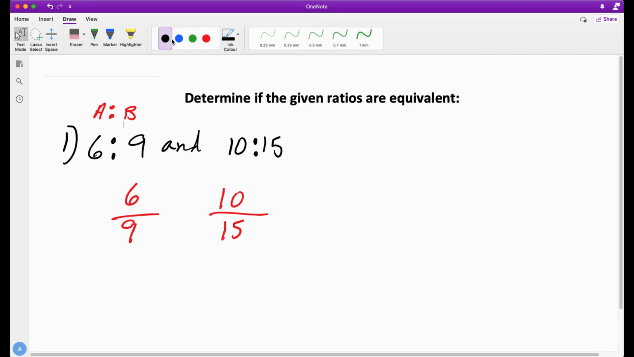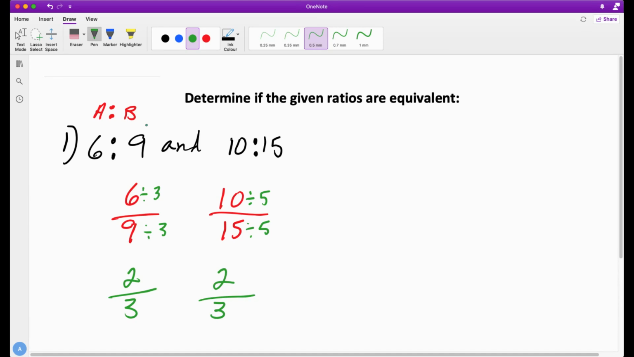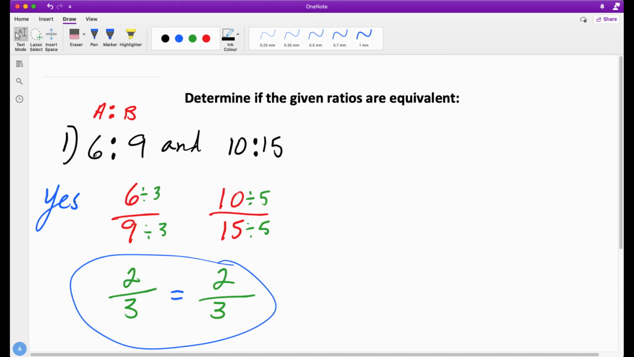What you can do is try to simplify them. Can 6 over 9 reduce? Yes, they're both divisible by 3. So 6 over 9 reduces to 2 over 3. Can 10 over 15 reduce? Yes, they're both divisible by 5. So 10 over 15 also reduces to 2 over 3. When you write them in simplest form, if they are equal, then we know that the ratios are equivalent. So yes, this one is in fact equal.